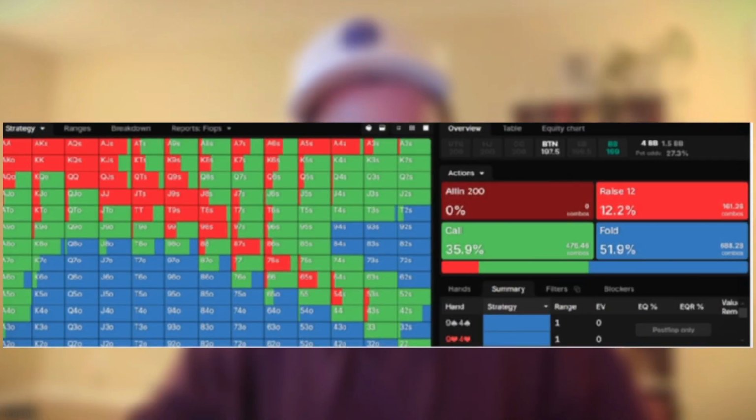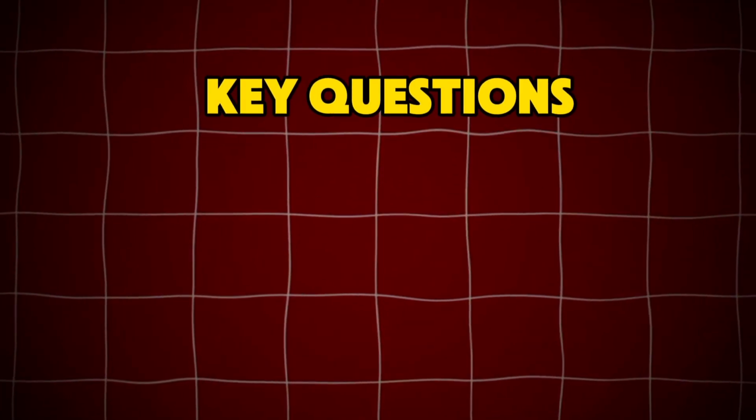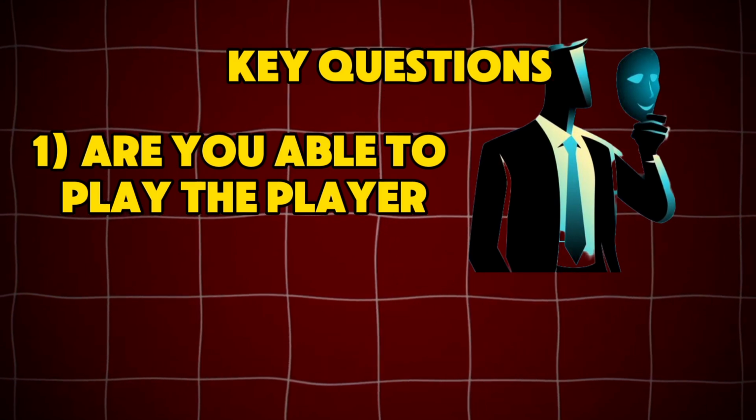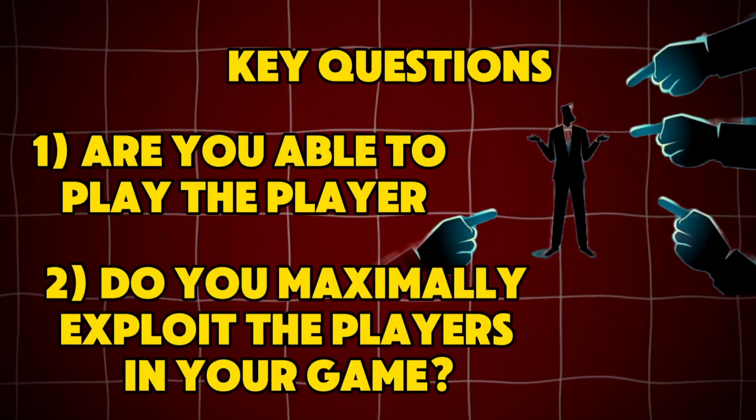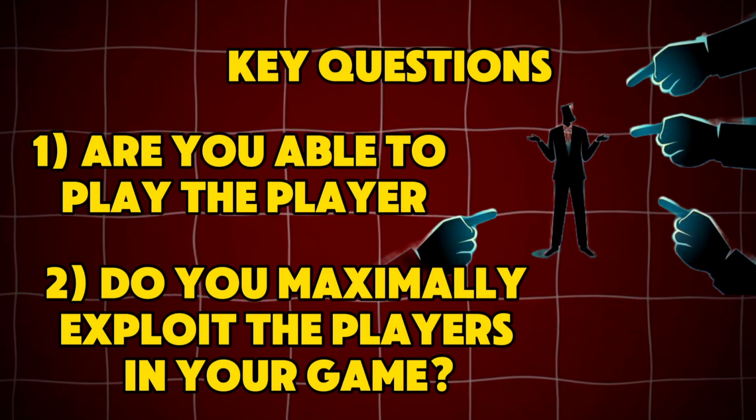That Rounders clip of the 1988 WSOP main event final table is a reminder that poker is primarily a game about people. But if you watch most players in 2024, they have their heads buried in solver output, and most have lost sight of this fact. So the key question to ask is this: are you able to play the player? And do you know how to maximally exploit the players in your game for the most profit?